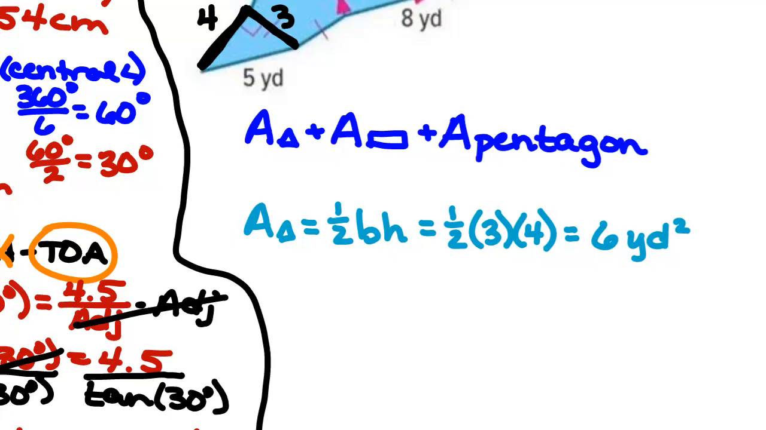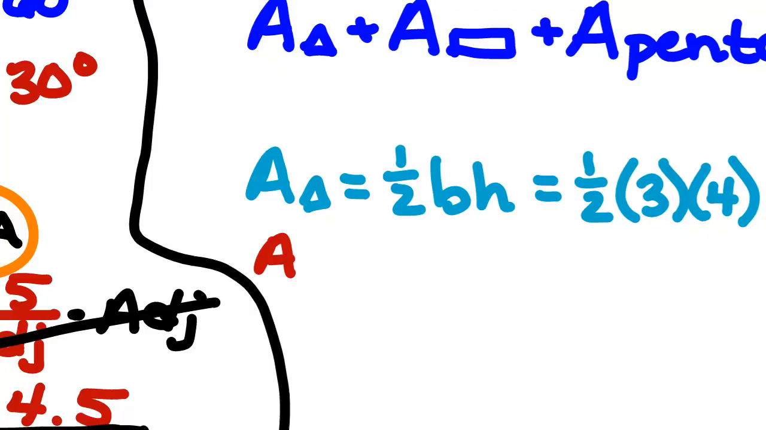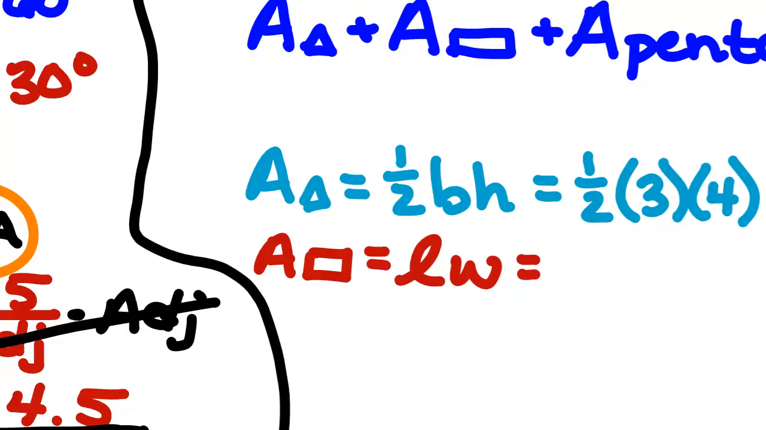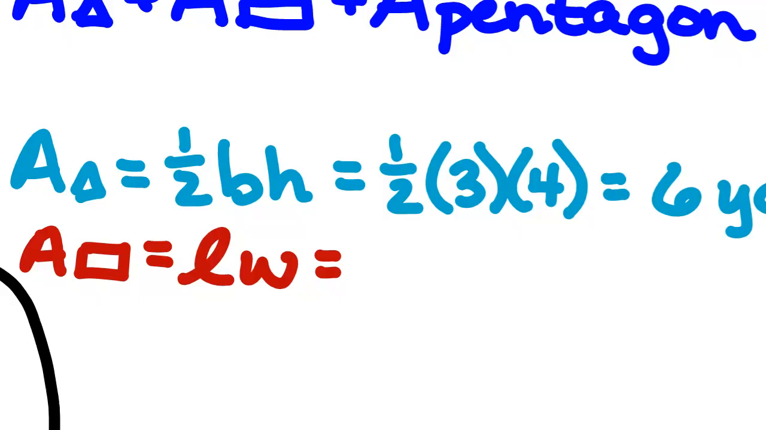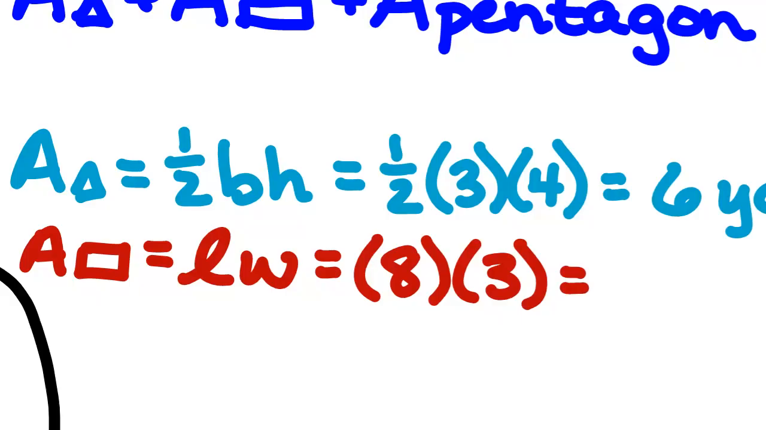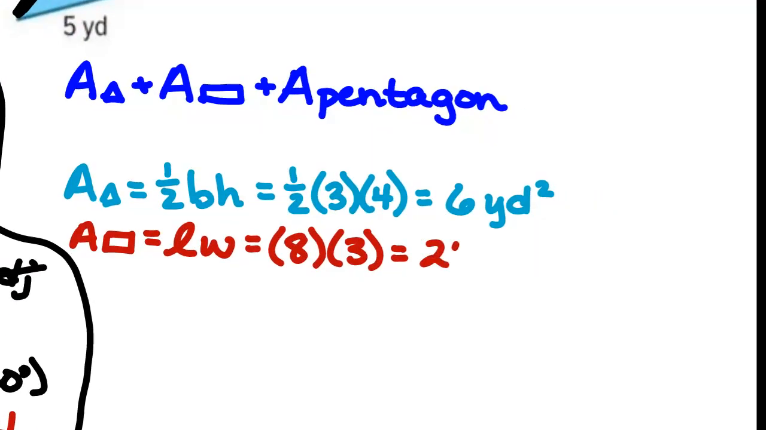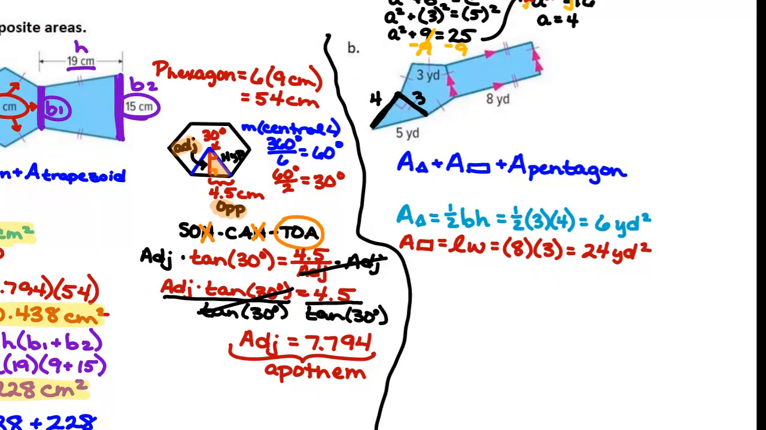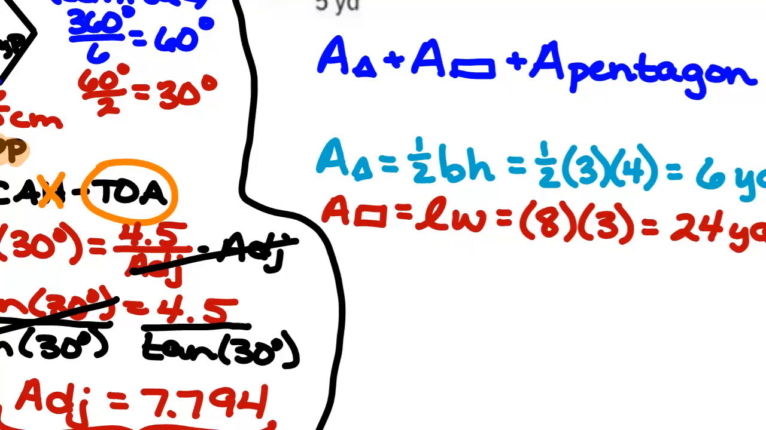All right. Now we need the area of the rectangle. Length times width. What is the length of the rectangle? 8 is the length of the rectangle. What is the width of the rectangle? 3. And 8 times 3 would give us what? 24. So 24 yards squared. And that just leaves our pentagon now.